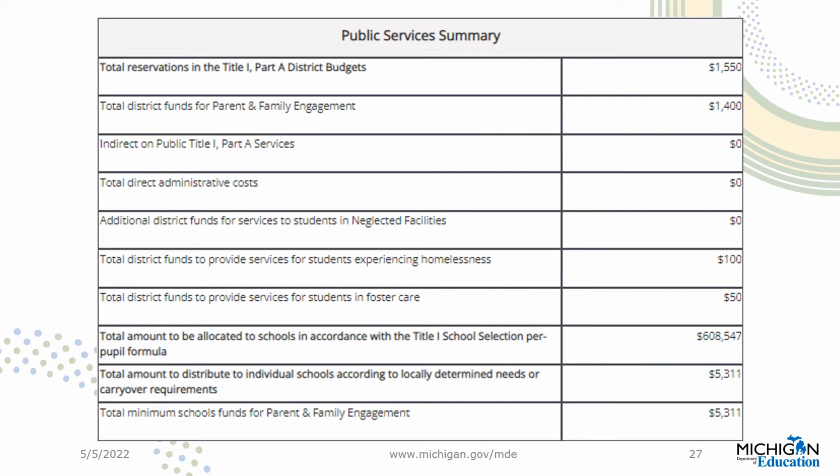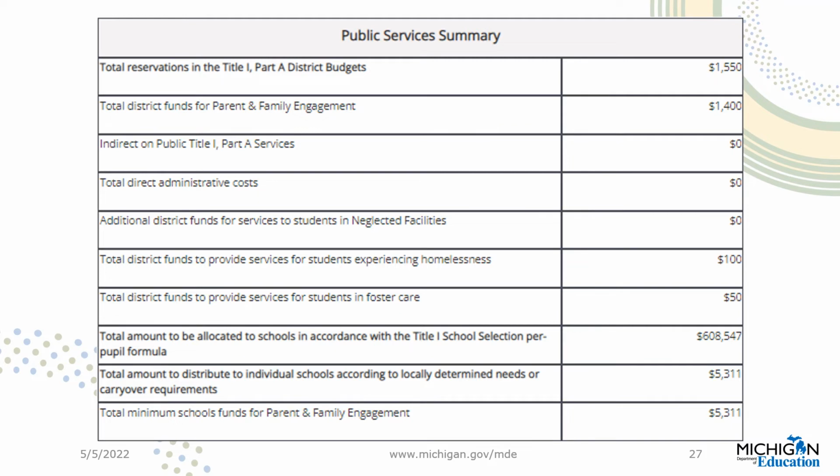As a reminder, the amount of indirect shown in the summary table only includes indirect taken on public services from Title I funds. LEAs must add to that any amount of indirect taken on private school Title I services to get the total value to budget for indirect in the Title I Part A budget summary in MEGS Plus.